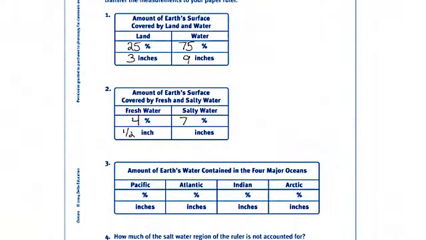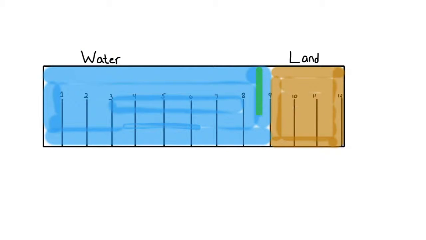Help students show the percentages on the ruler and record the inch measurements in the table. Instruct students to color over the half-inch closest to the brown land with a green crayon, making it darker, and label it fresh. Then label the lighter blue section salty.